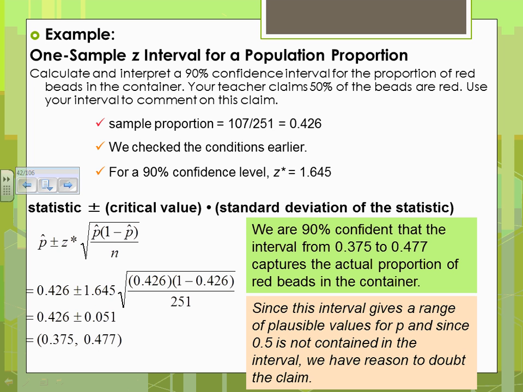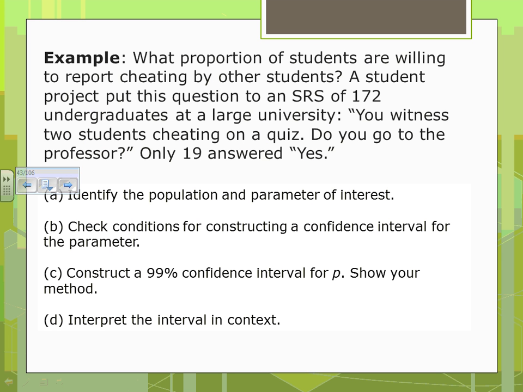So if the teacher said that it was actually 0.5 and we want to comment on that, this interval gives us a range for possible values of P, and since 0.5 is not contained in the interval, we have reason to doubt that claim. So we're going to be like, you know what, Mr. Rose, I don't think you've really counted those. I think you're just fooling us and just trying to make something up. Okay? So you definitely want to challenge that.